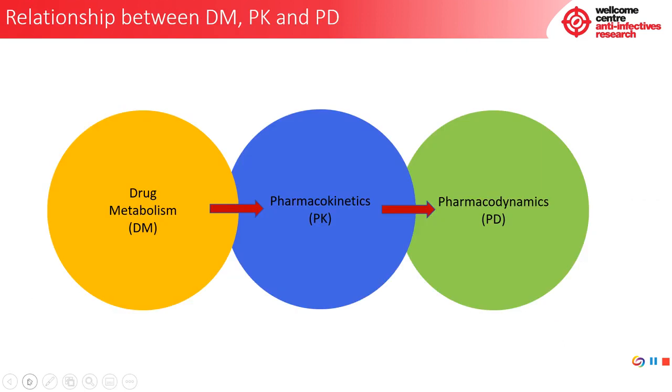The relationship between drug metabolism, pharmacokinetics, and pharmacodynamics can be looked at as a continuum where drug metabolism drives pharmacokinetics, and pharmacokinetics in turn drives pharmacodynamics. So they are interrelated and they influence each other.